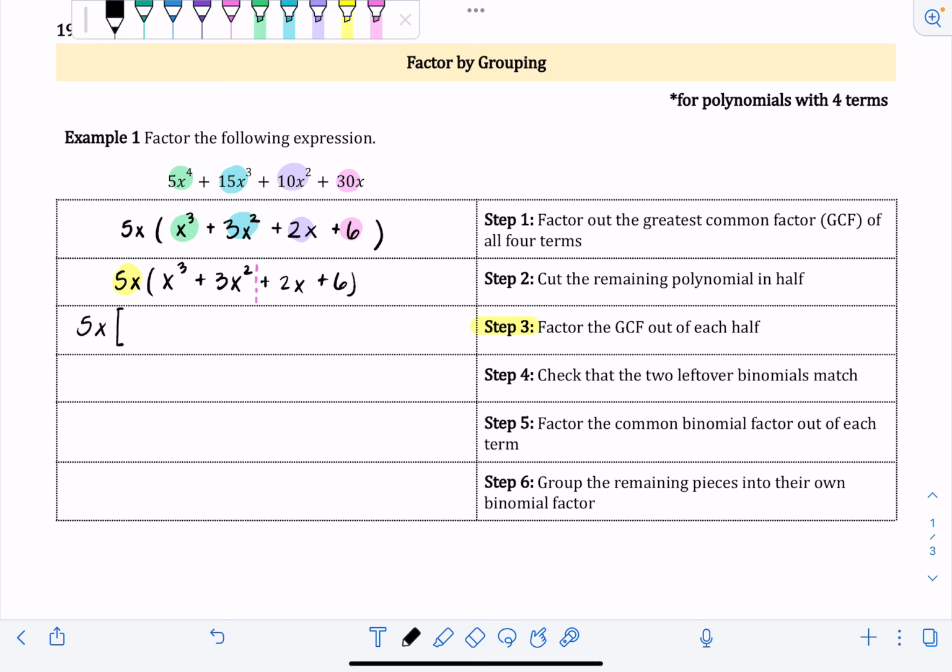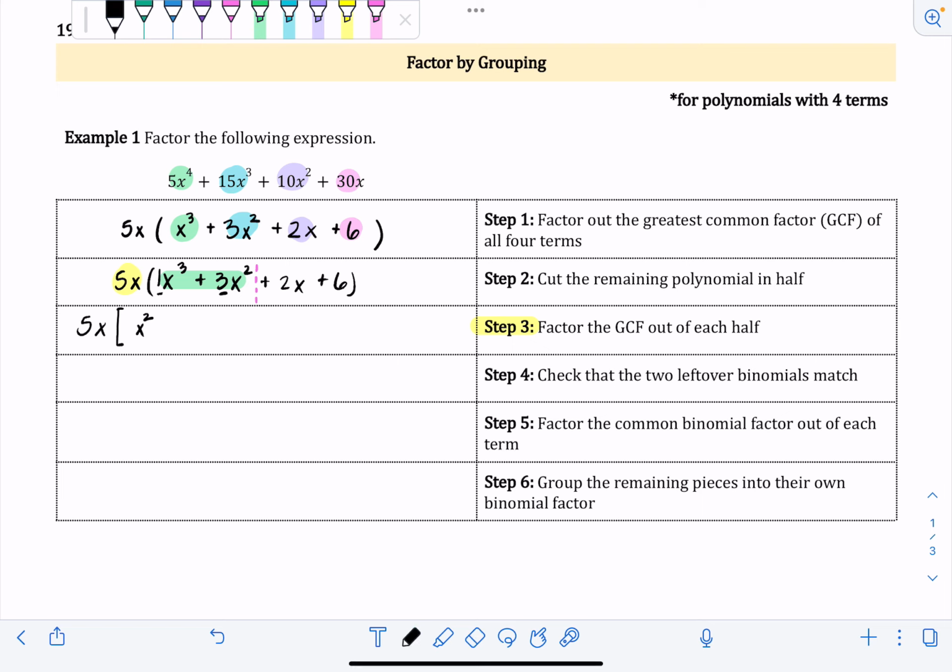And then back to step 3, factor the GCF out of each half. If this is one half, x to the third power plus 3x squared, I would look at their coefficients, which is a 1 and a 3. The GCF between 1 and 3, the only number I can divide them both by is 1. And then this is an x to the third power and this is an x squared, so I can factor the x squared out because I can pull out the lower of the two, and I don't need to write that 1.